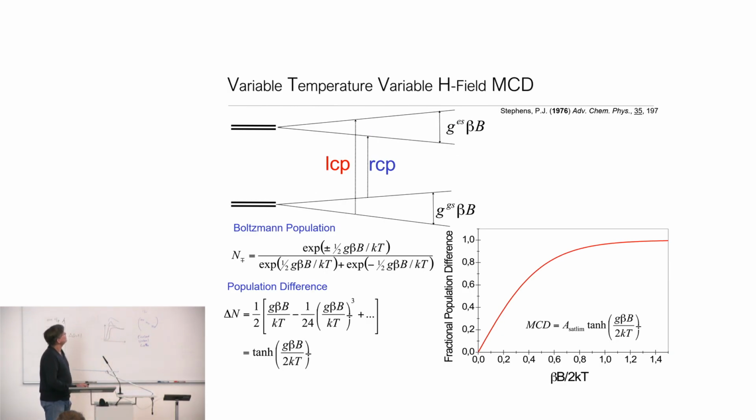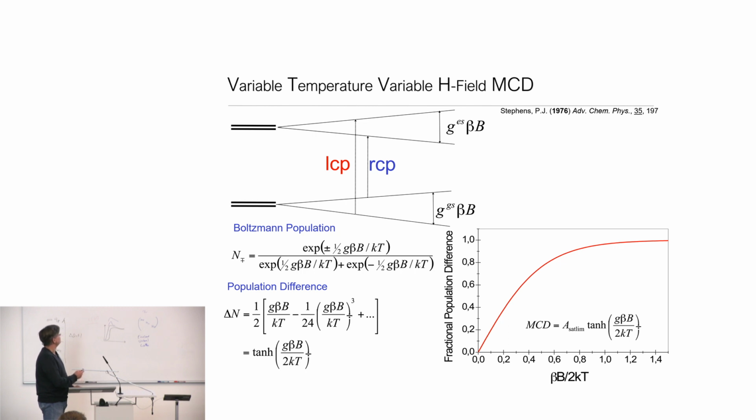And here is then a more in-depth view of what I've told you about the MCD saturation curve. When you look at the C term MCD and ask yourself about the Boltzmann population in a spin 1/2 system, you will find that this is a Boltzmann population of the M sub s minus 1/2 and M sub s plus 1/2.